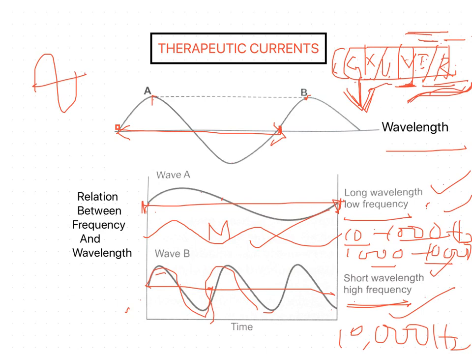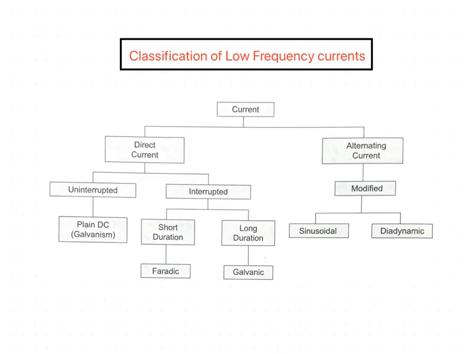Low frequency will have different types of currents. Now we will see the classification of the low frequency currents based upon the directional and waveforms. So what is the frequency of low frequency currents? It falls between 10 and 1000 hertz, then it is called low frequency currents.